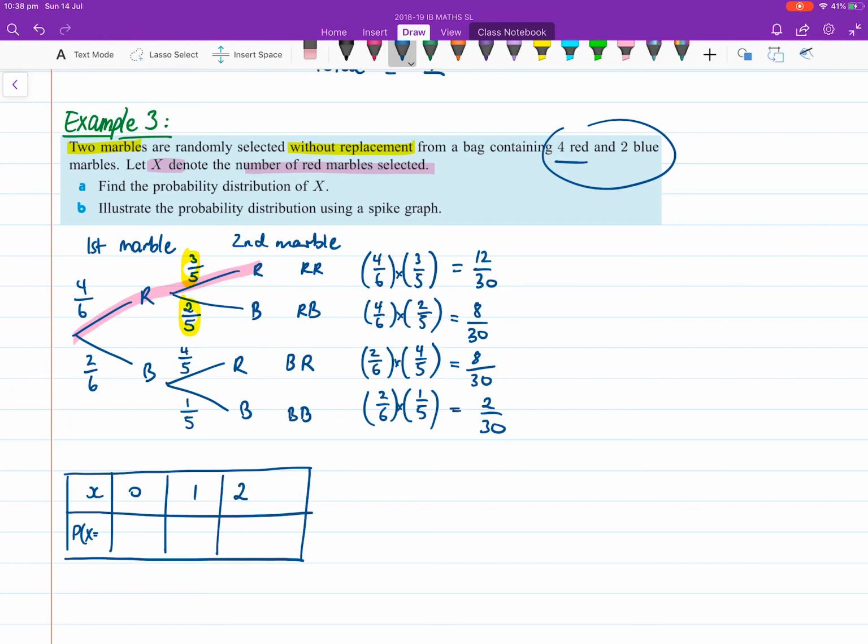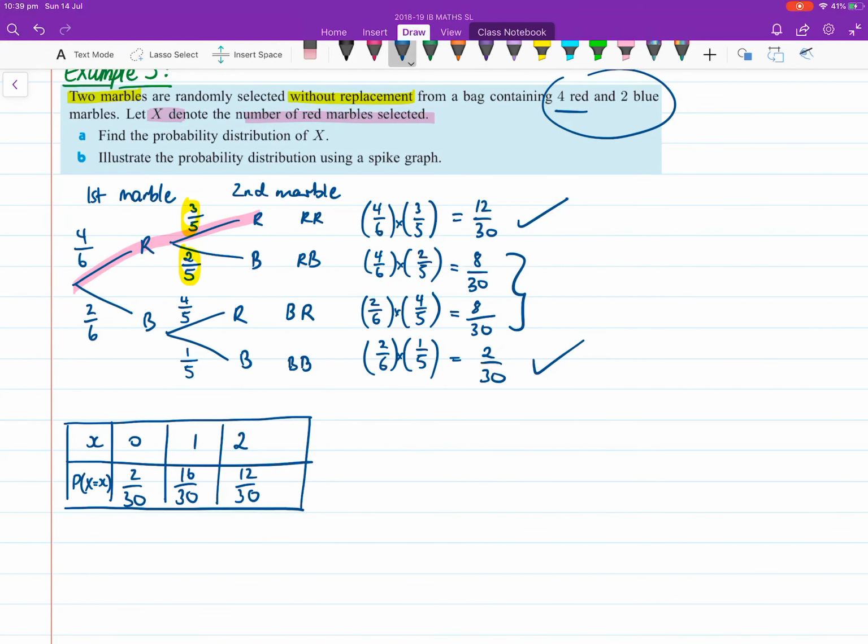So probability of X equals x. Okay. So getting no red marbles, which is blue, blue, is 2 out of 30 over here. Getting 1 is either blue, red, or red, blue. So you've got to add those ones together. So that's 16 over 30. And then over here, 2 reds is 12 out of 30. There you go. Does that make sense?